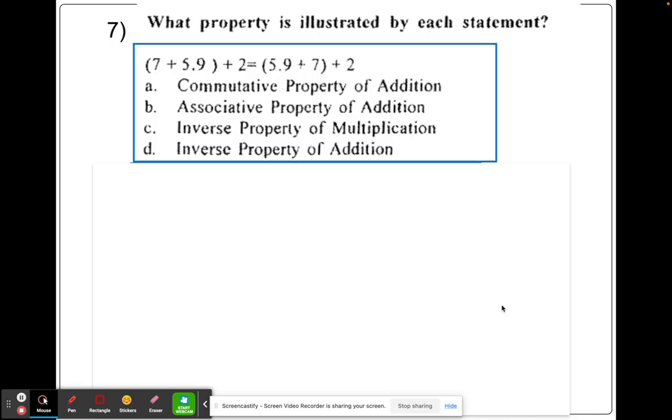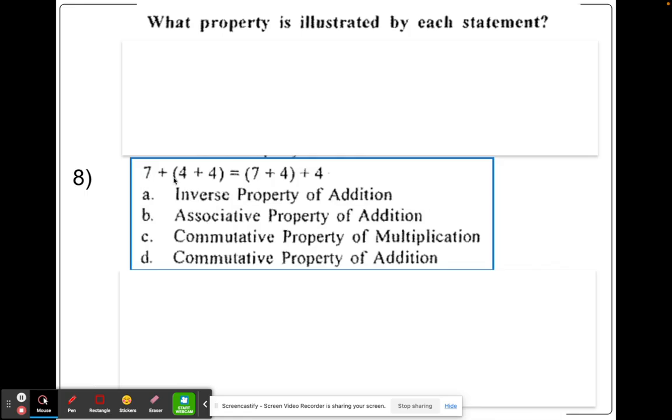Okay, let's look at these examples. What is different between this and this? Well, inside the parentheses here, I have 7 plus 5.9. Inside the parentheses here, I have 5.9 plus 7. I did not change the groupings. I changed the order inside the parentheses. So even though you might think associative, this is actually a commutative property of addition. I changed the order.